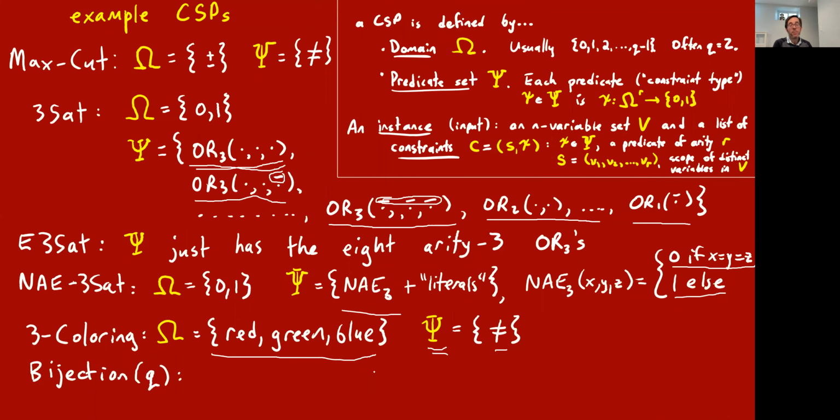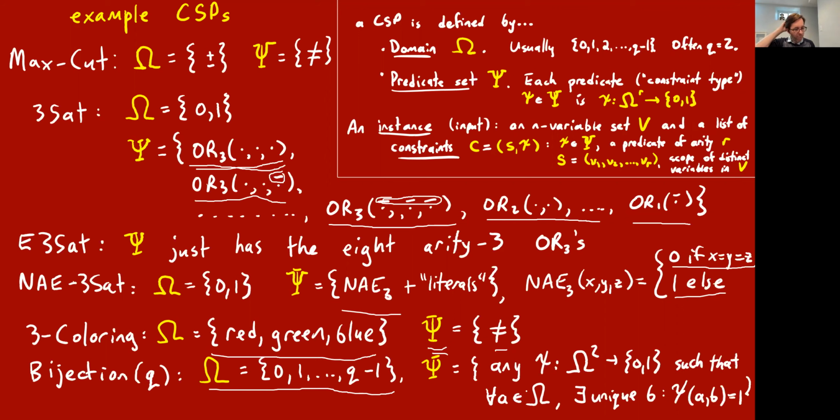Let me tell you one more CSP. There are plenty of others, but I'll tell you one more. It's not quite a standard name, but I'll call it Bijection(Q). In this CSP, the domain is just a set of size Q. You can call it 0 through Q minus 1. And what predicates are allowed? You actually allow a lot of predicates. They're all binary predicates, so they take 2 values, let's call them a and b. Any Psi is allowed so long as it has what's called the bijective property. That means for every little a that you plug in for the first value of Psi, there should be a unique b that makes Psi satisfied.